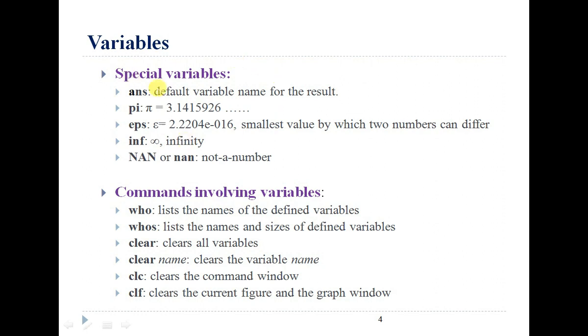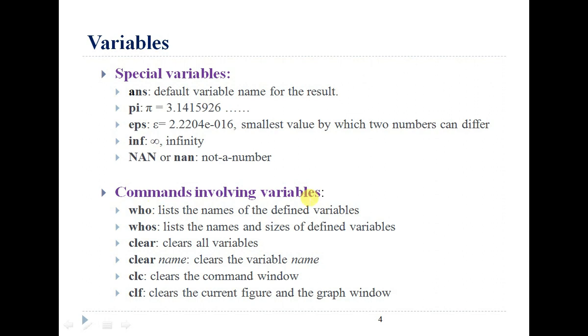Then there are some special predefined variables available in MATLAB, like the mathematical constant pi. There is a default variable name: if we do not give any variable name, it takes the default name ans. Then eps for epsilon, and for infinity, inf is the variable name. There are multiple predefined functions in MATLAB. We'll see them at the time of demonstration.